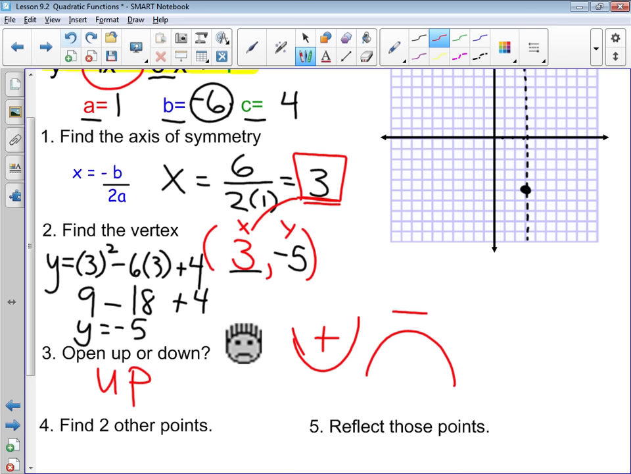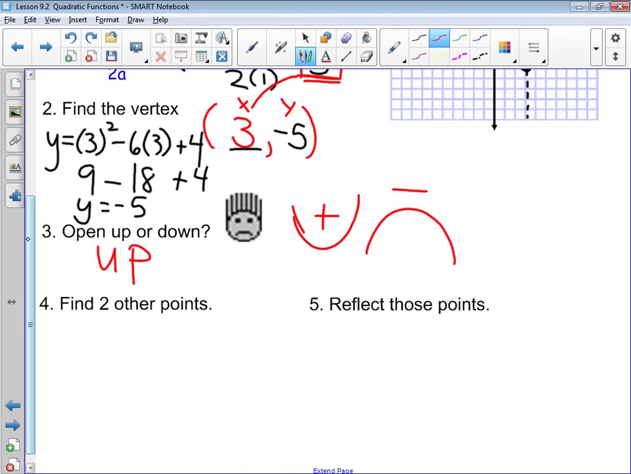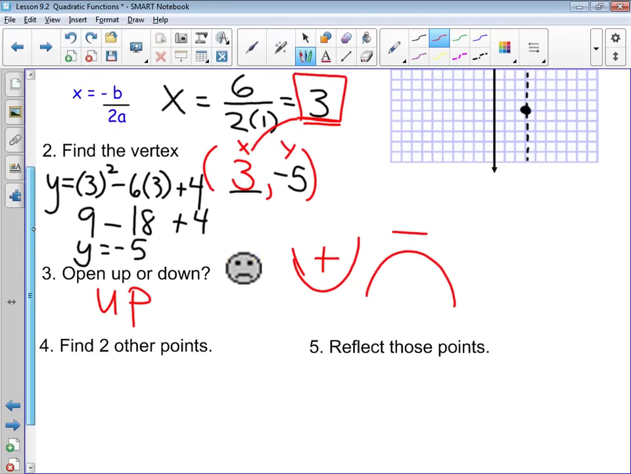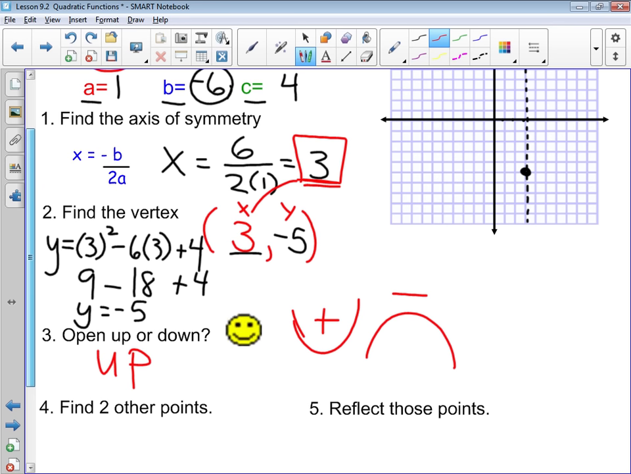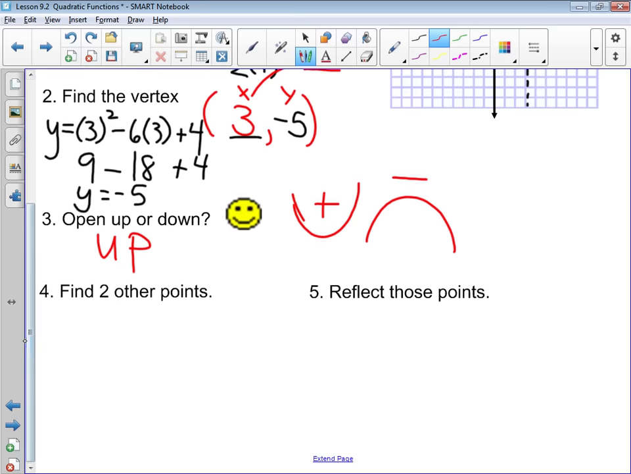So the last two steps involve finding actual points on the parabola so I can make an accurate graph. So step 4 is to find 2 other points on the parabola. I have 1, that's the vertex. Now I'm just going to find 2 others. Well, I can find 2 other points kind of like a t-table by selecting values for x. Simple values for x.